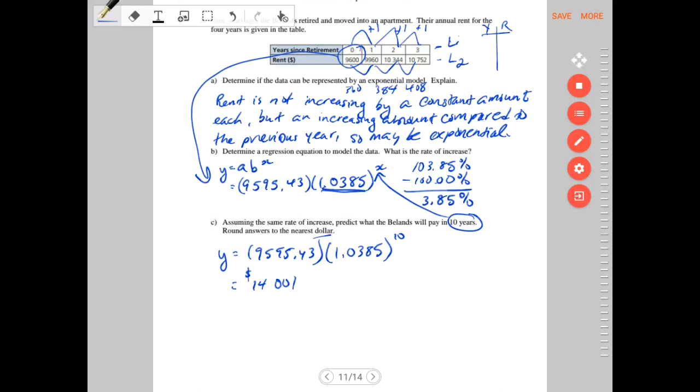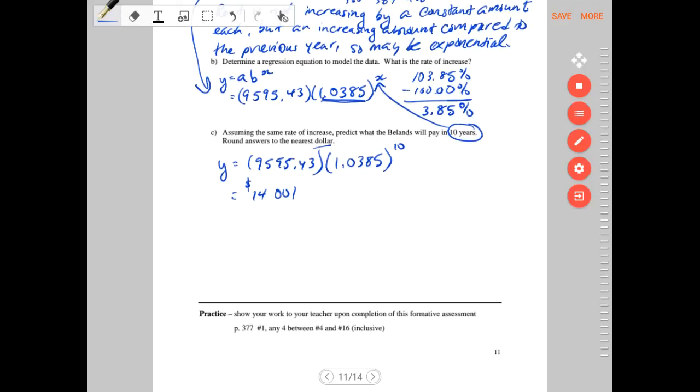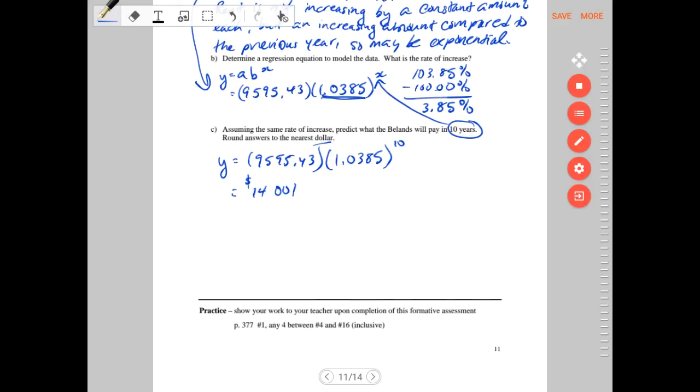Okay, awesome. So they will be paying a fair amount of annual rent after 10 years, but hey, that's all what inflation does. Okay, so page 377 is where you're headed. You have to do question 1, and anything between 4 and 16. You could do 4 or 16, okay, but you have to pick 4 of them between there. And again, show your work to your teacher when you're finished.